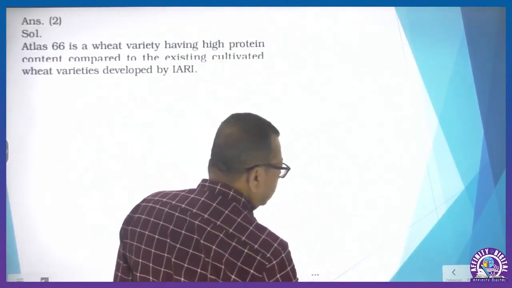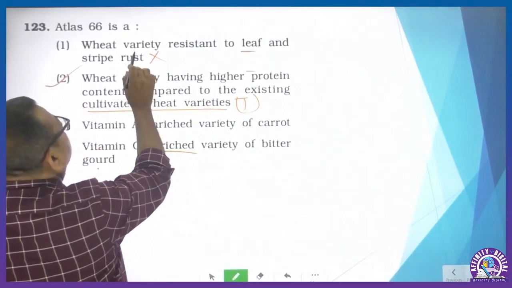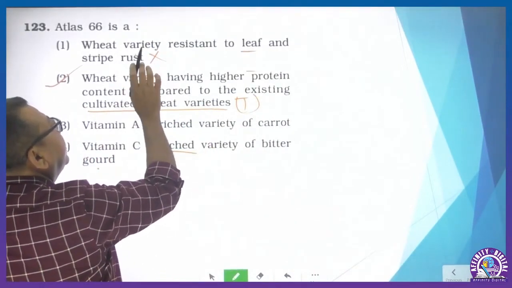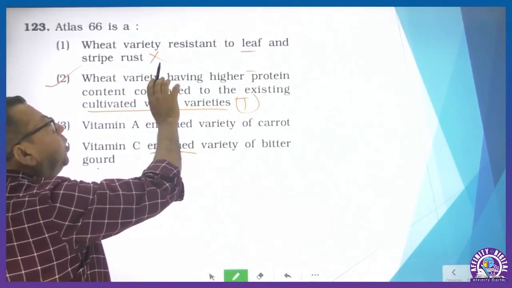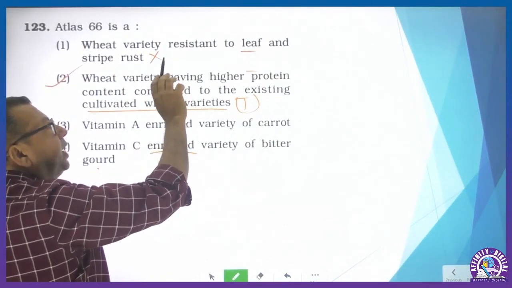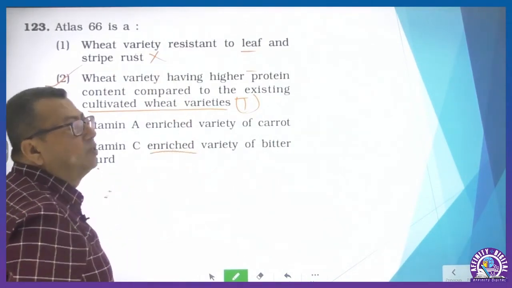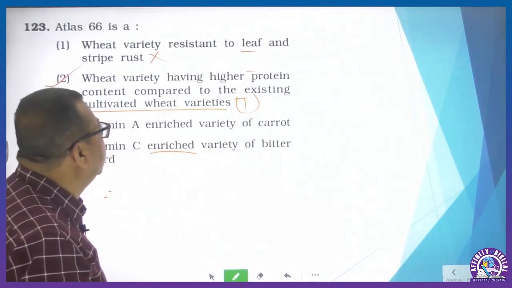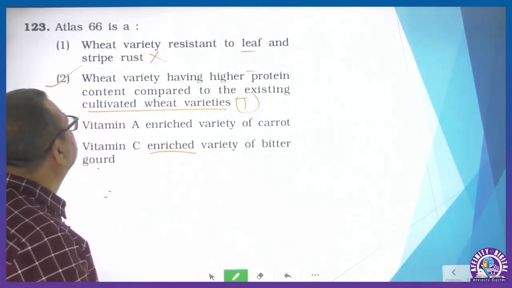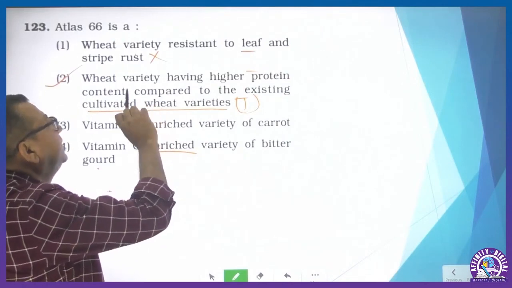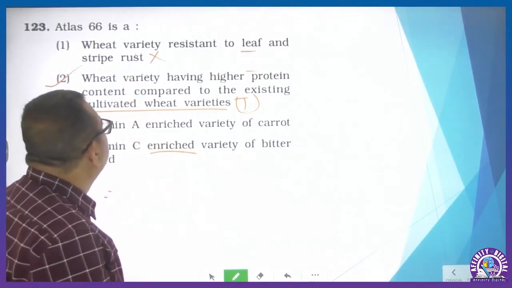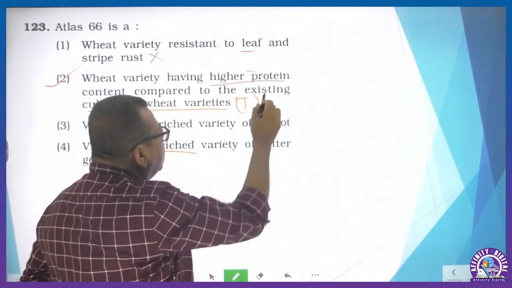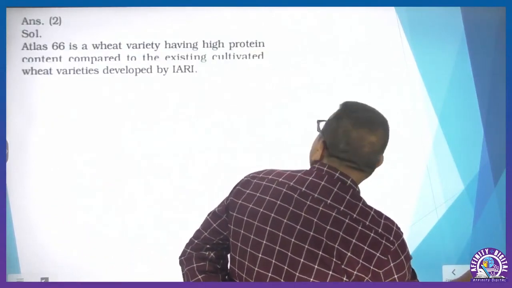Option number 2. So this option in the question is for which variety? It is an improved variety of wheat called Himgiri. Himgiri is a variety of wheat which has been found to be resistant to leaf and stripe rust as well as hill bunt fungus. That variety of wheat is Himgiri, not Atlas 66. Atlas 66 has higher protein content. Okay, option number 2. Next question.